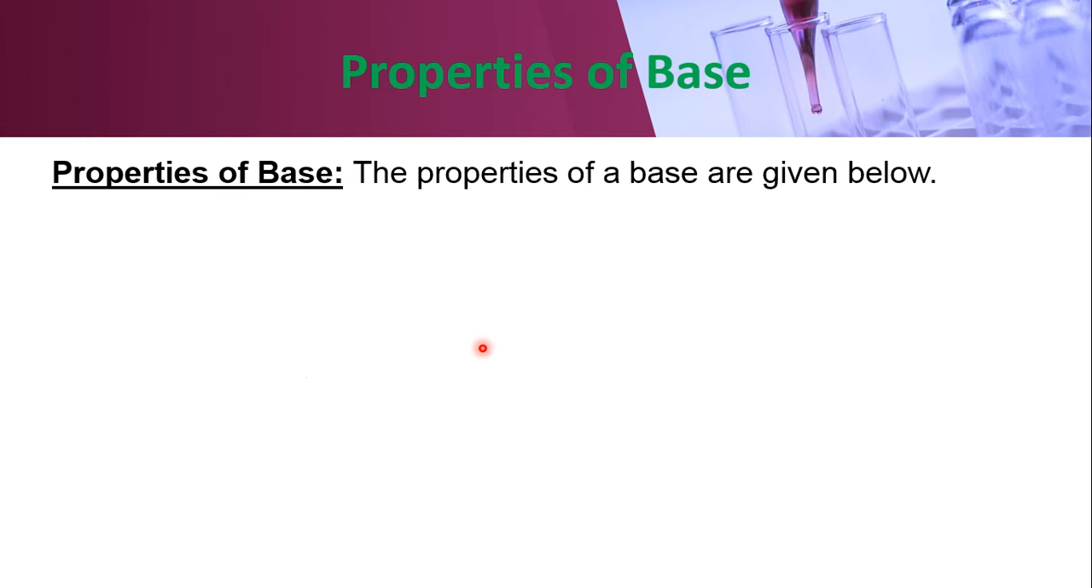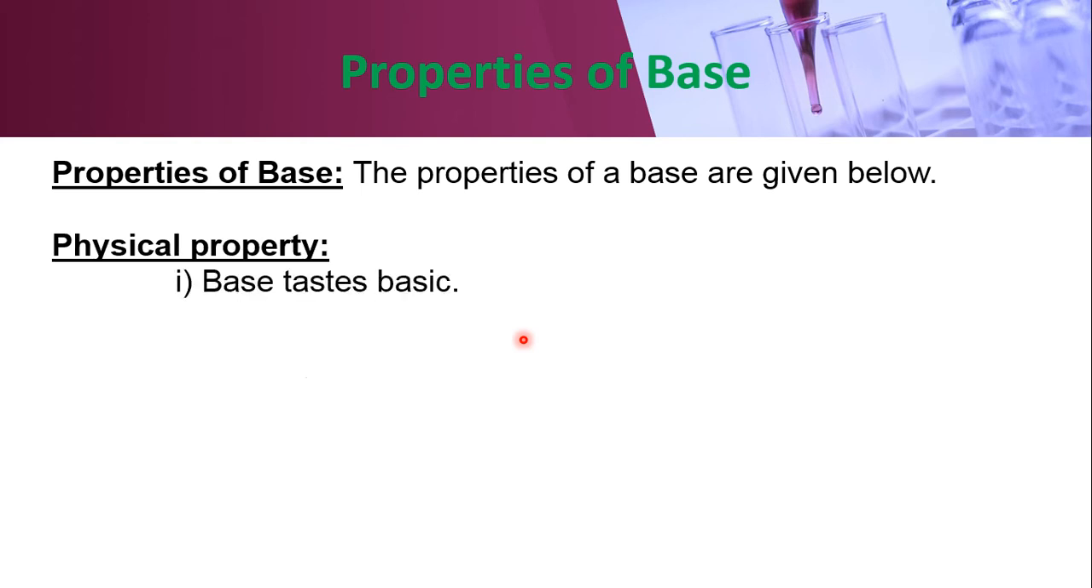There are also two types of properties of base like acid. They are physical property and chemical property. The physical properties of base are: base tastes basic. Basic means a bitter taste. The taste is not so good. It is basic.